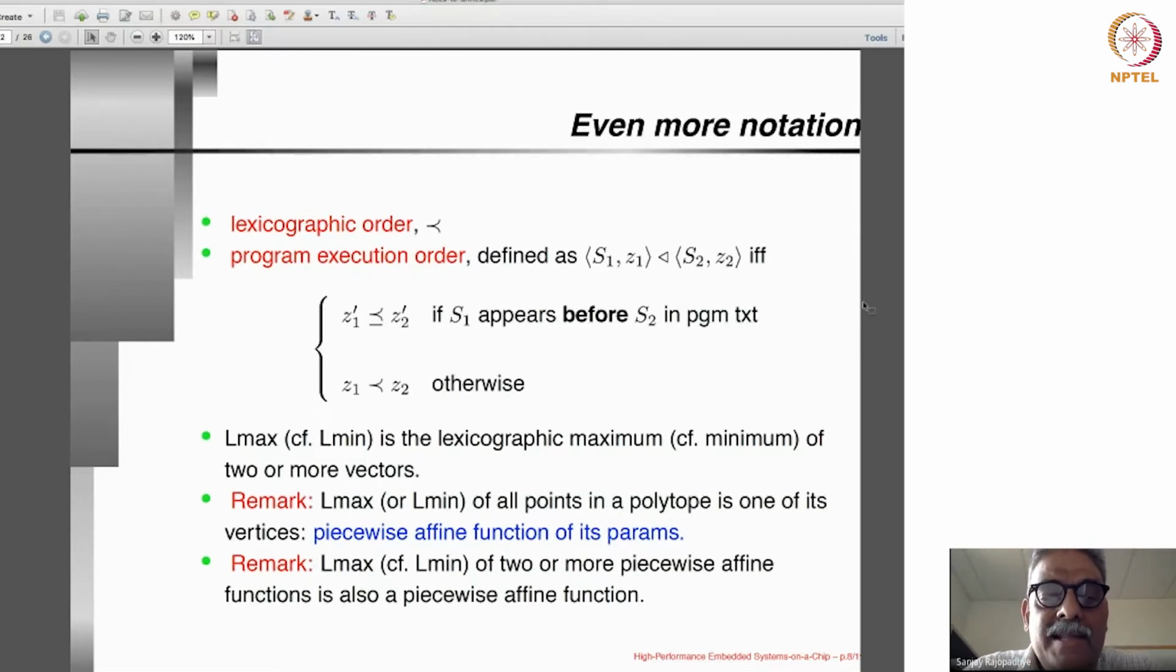Okay, so the next thing is the lexicographic max or min of two or more vectors is the one that happens later, essentially. That's why we want to use a lexicographic max or min. The lexicographic max or min of all points in a polytope is one of its vertices. Again, if this is not intuitively obvious, think about it a little bit offline. For now, just take it on faith. And we just previously, 2 slides ago, saw that the vertices of a polytope are piecewise affine functions of its parameters.